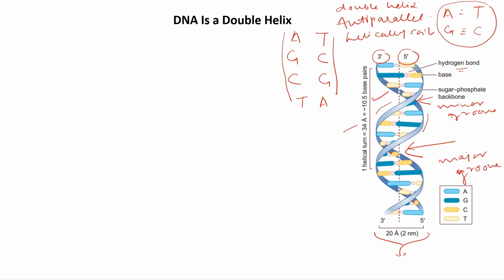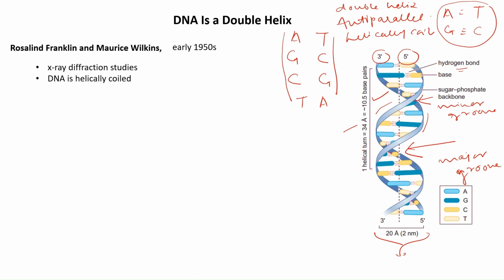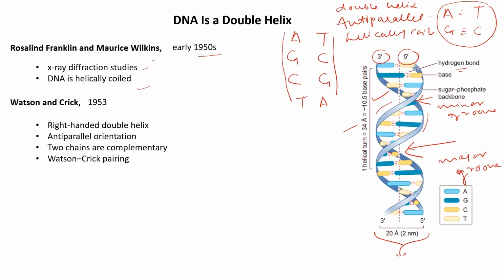Now let's see about those who discovered this. First, Franklin and Wilkins in the early 1950s performed X-ray diffraction studies of DNA and found that DNA is helically coiled. Then came Watson and Crick in 1953. They said that this double helix is a right-handed coiled structure. These strands are antiparallel, the chains are complementary, and the pairing is Watson-Crick pairing.